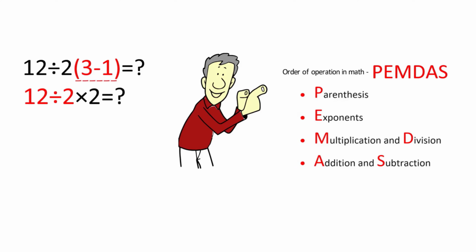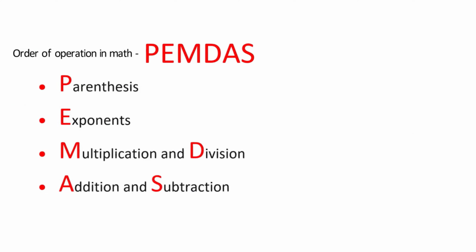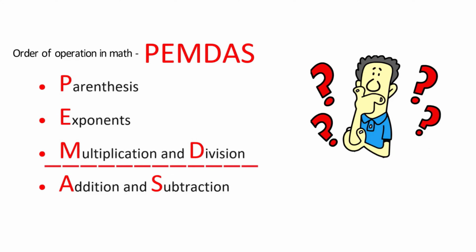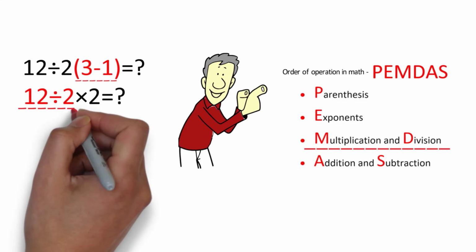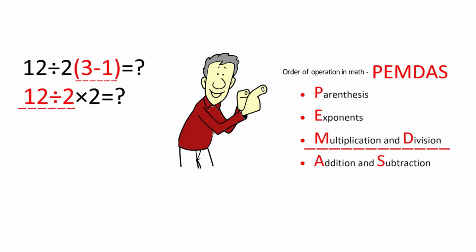The order PEMDAS tells us that we need to do multiplication and division, but what the order doesn't mention is that we need to do it from left to right. What's interesting, the acronym itself is a little bit confusing because it shows multiplication first and then division. But in our case, we need to do division first and divide 12 by 2, and then do multiplication.